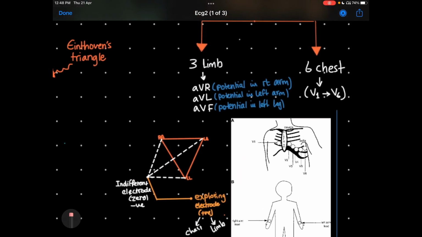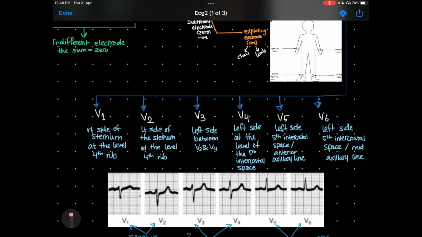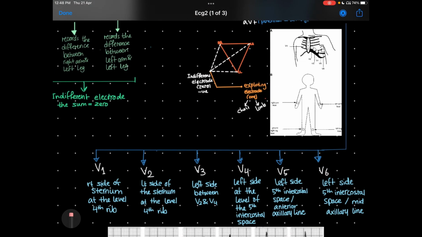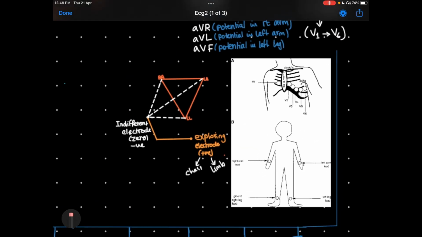Let's go now to the chest electrodes, which are from V1 to V6. First of all, we need to know where they are located. Before we start, we should know that V1 is the only electrode that is located at the right side of the sternum, the breastbone in the middle over here. But the others, from V2 to V6, are all located at the left side.